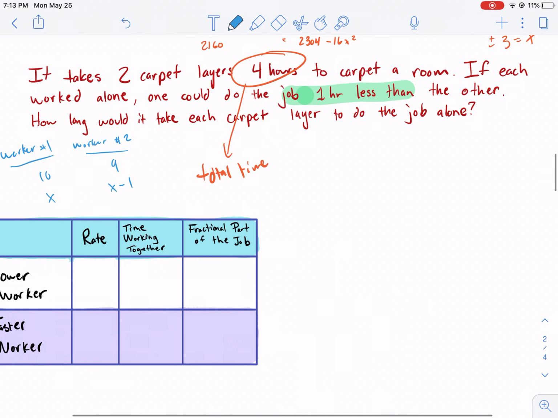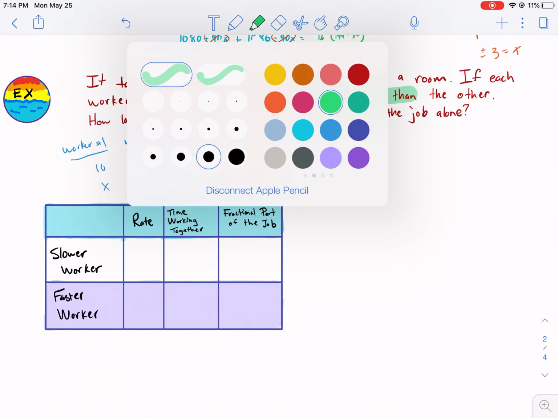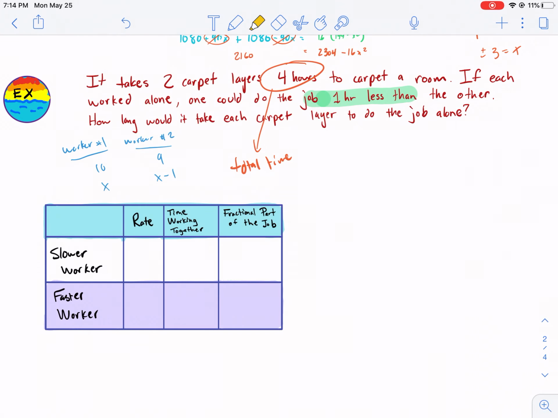Okay, how long would it take each carpet layer to do the job alone? So what we want to do is find how long it would take to do the job alone. So this is going to be our variable. Our variable here is number of hours to complete the job.